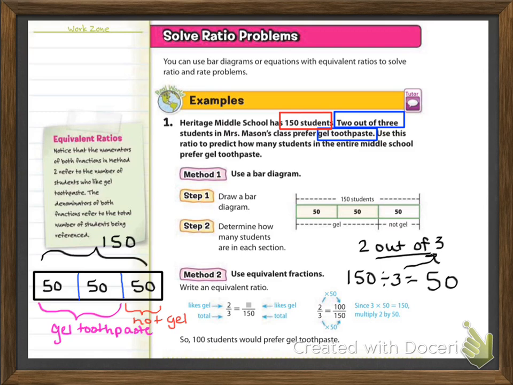So now we can solve the problem using the bar. So it says, use this ratio to predict how many students in the entire middle school prefer gel toothpaste. So here's the thing too, you have to make sure to read the question. So now since the question says how many prefer gel toothpaste, that's going to be these 2 chunks right here. So 100 students is going to be your answer using the bar diagram, because 100 students in the whole middle school would be a 2 out of 3 ratio.